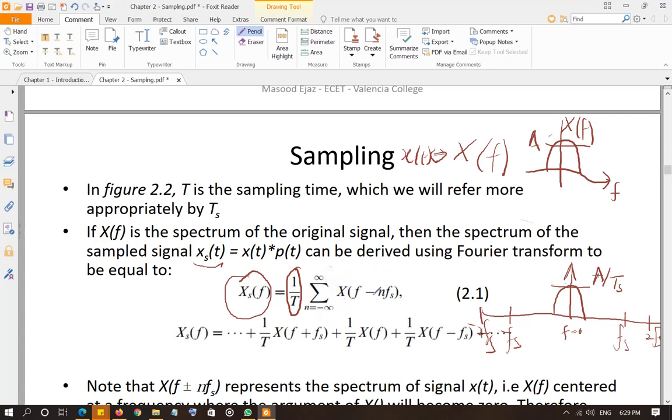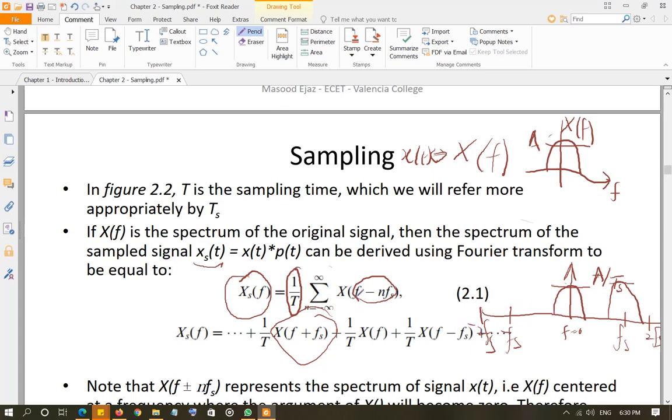So whenever you see this, that means X, which is the spectrum of the original signal, is centered at any frequency at which the argument of X becomes zero. So when n is equal to 1, when f is equal to fs, then the original spectrum is going to be centered at fs. So this is going to be centered right here, exactly the same shape. Of course, I'm not drawing the exact shape because my pen tablet pen is not very accurate, but it's going to be exactly the same shape, centered at fs.